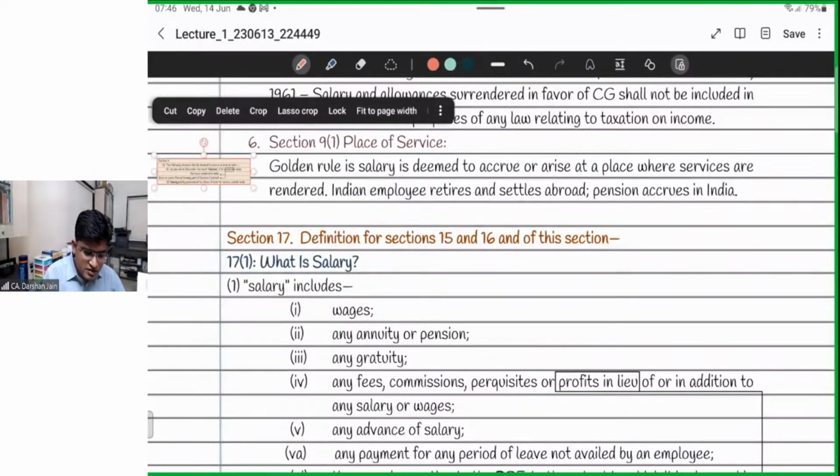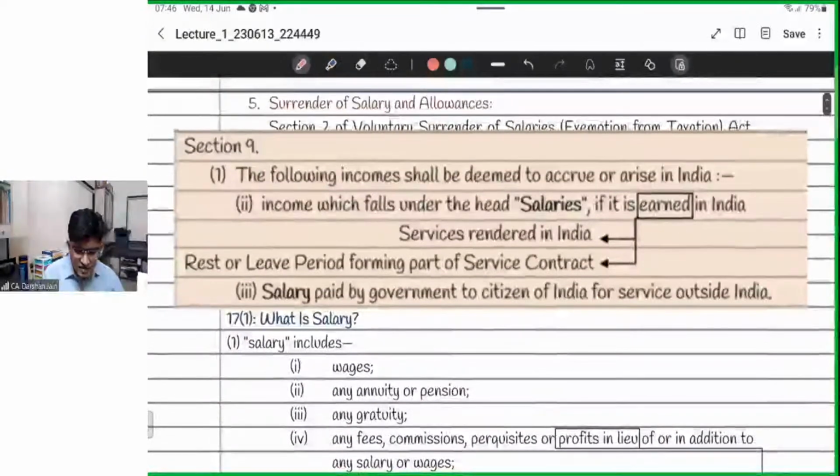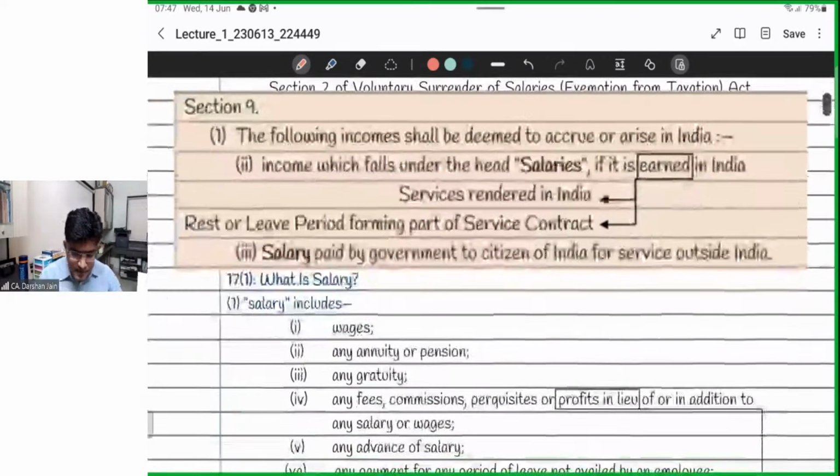Section 9 deals with the taxation of salaries. I'll give you a brief snapshot of section 9. Income which falls under the head of salary, if it is earned in India, is deemed to accrue or arise within the country, provided the services are rendered in India or the rest of the leave period forming part of the service contract has been spent here in India. So if it is leave encashment, I'll deal with this concept of leave encashment. But if the leaves were availed in India or the leaves were unutilized within the country, then it is deemed to accrue or arise within India, right?